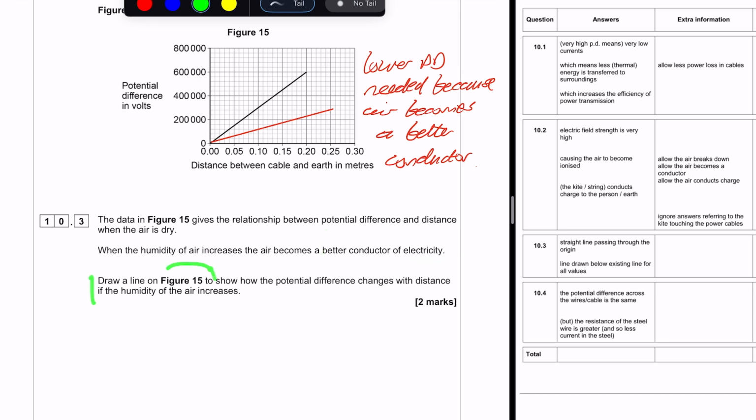Draw a line on figure 15 to show how the potential difference changes with distance if the humidity of the air increases. So you know it's either going to go like that or it's going to go like that. Now, what you need to remember is that if it's damp air, then a lower PD is needed because the air has become a better conductor. So it's actually got to go below the line, again, linearly and passing through 0.